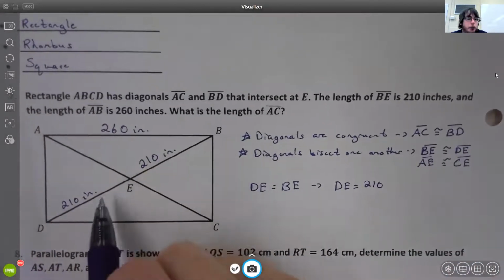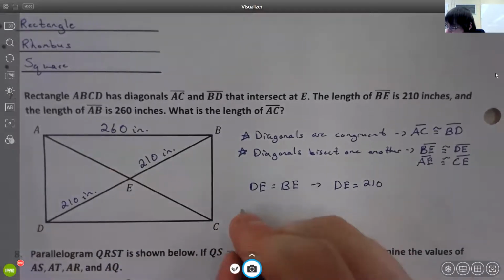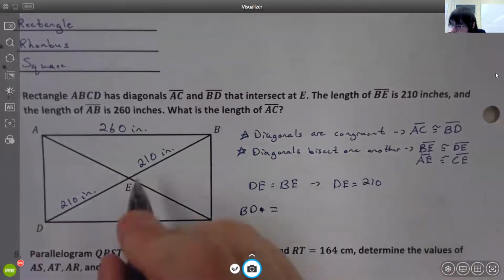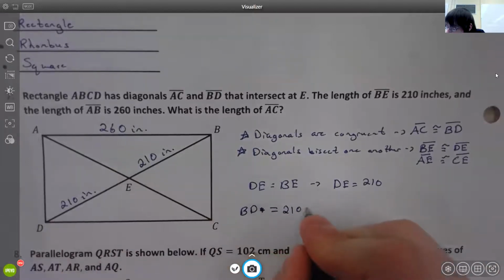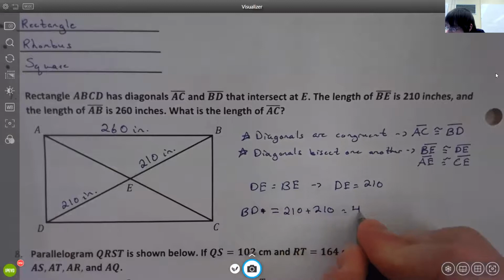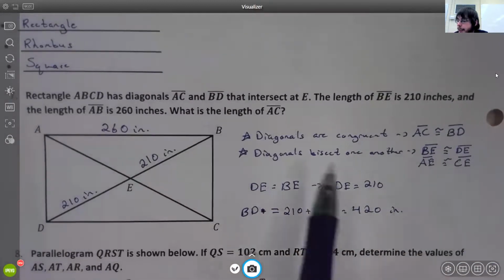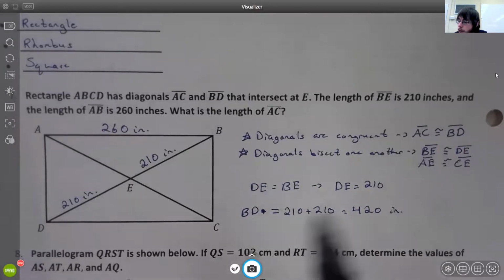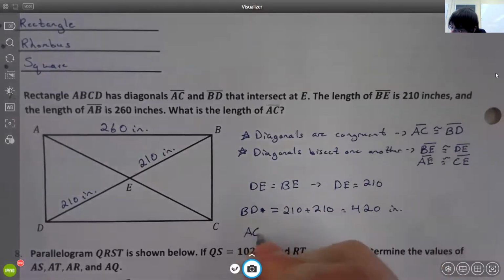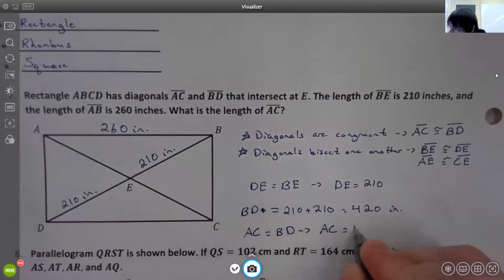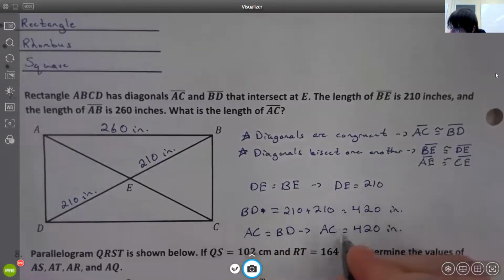Well, now we have two parts of BD, and we know that BD has to equal the two parts added together, so 210 plus 210, which gives you 420. And since we said the diagonals are congruent to one another, we said AC is equal to BD. That means that AC must also be 420 inches.